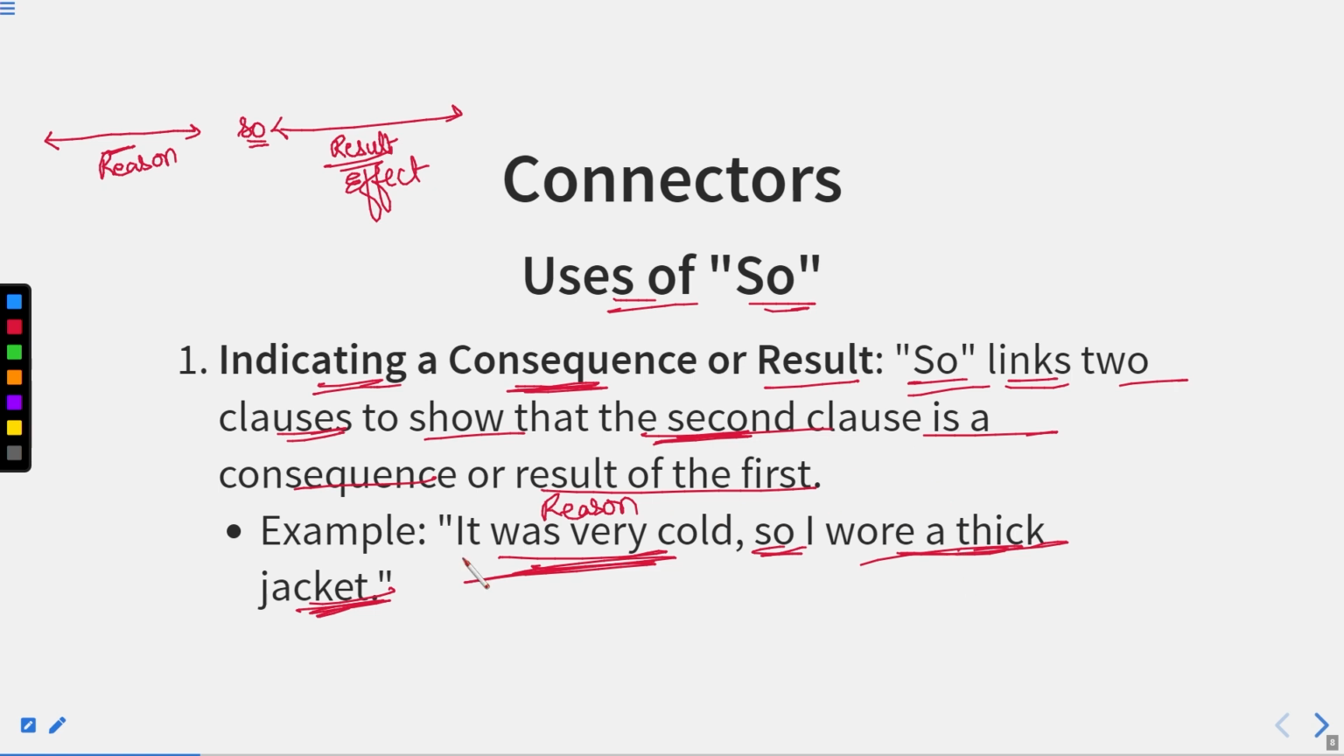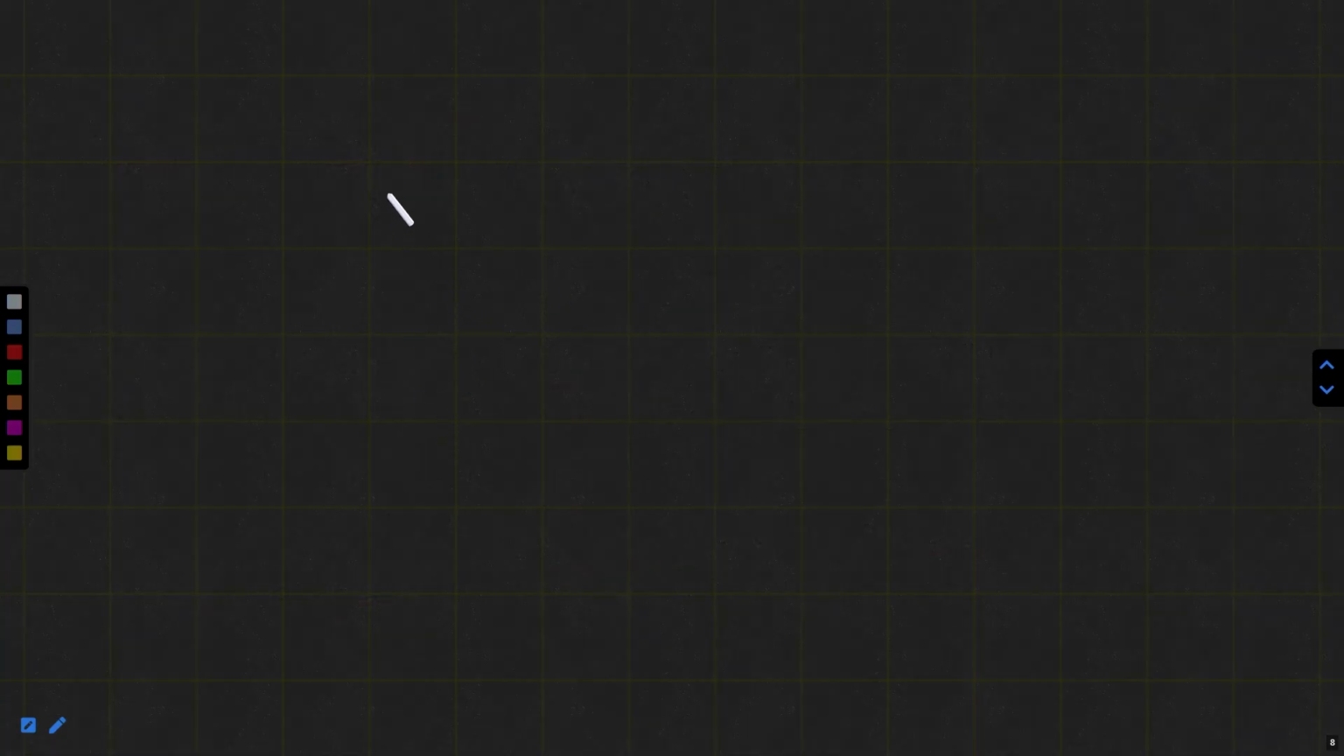So here we'll show the result after the reason. Now, if you have seen in the earlier session, we wrote our sentences such that first we had the effect, and after that we had the cause denoting connector.